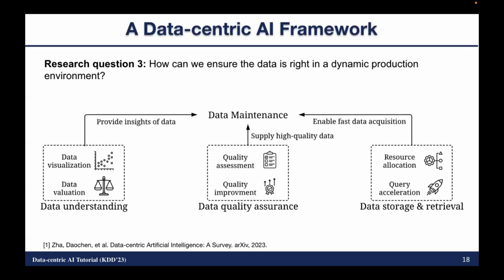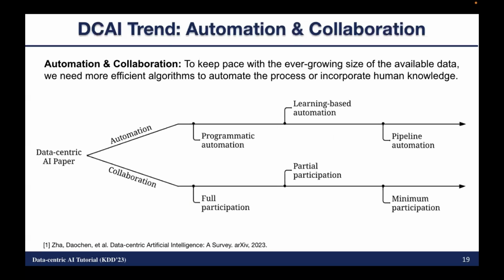The third question we would like to answer is how can we ensure the data is right in a dynamic production environment? Because data evolves so fast, and the application is evolving very fast, and the data distribution is shifting a lot. So how are we going to deal with this using effective tools? And what are the available tools?